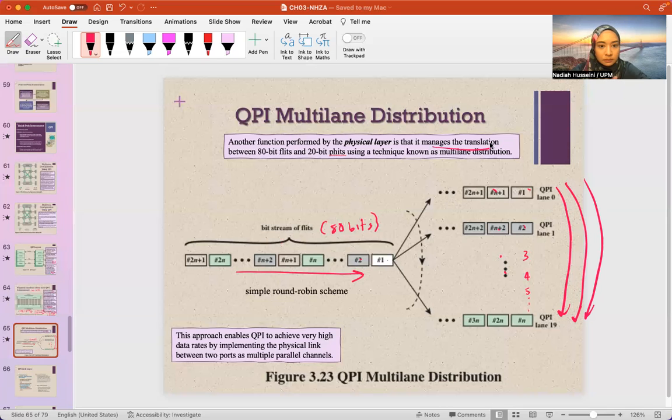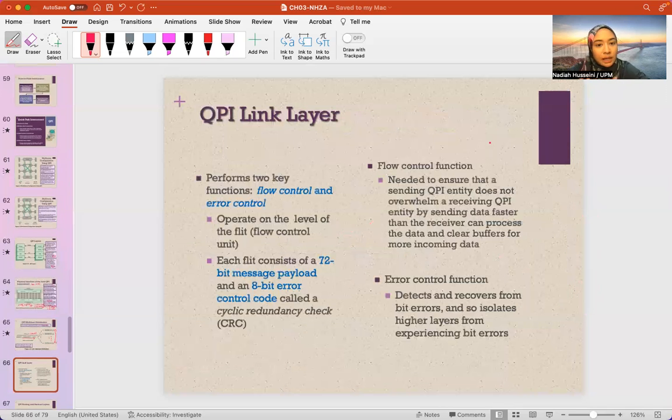All right. So we were talking about the physical layer, and now we are talking about the QPI link layer, going up one level. It performs two key functions, which are flow control and error control. It operates on the level of flits. We saw that the physical layer operates on flits too. Flit is flow control unit, so you already have a hint here. Flit is a flow unit. What does it do?